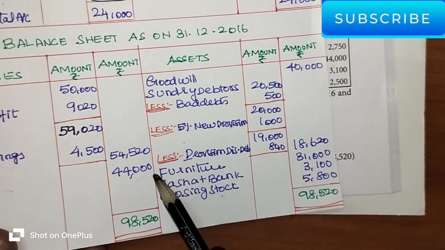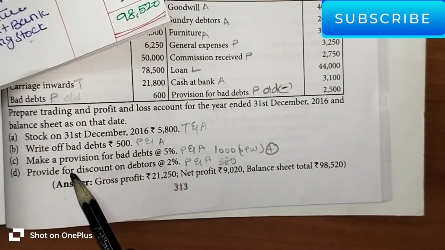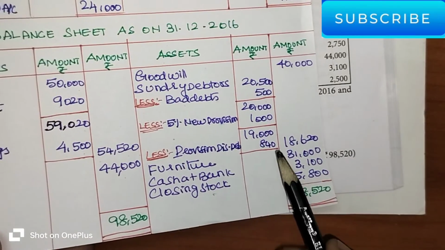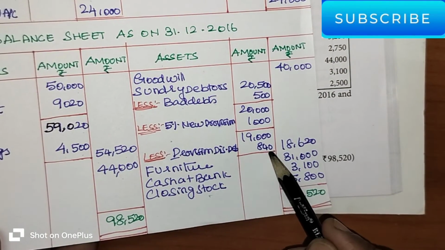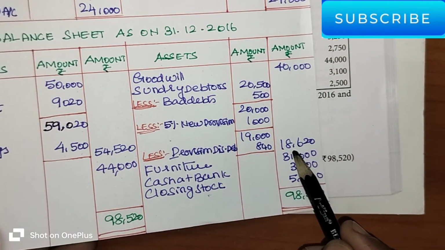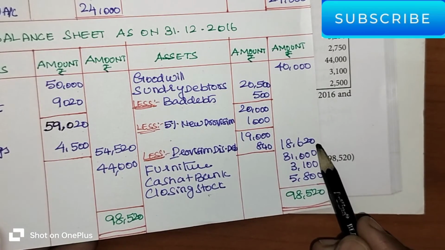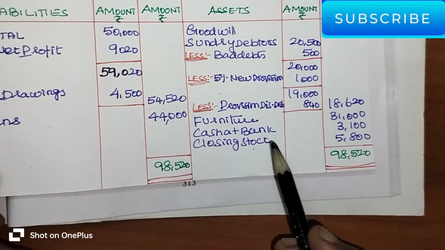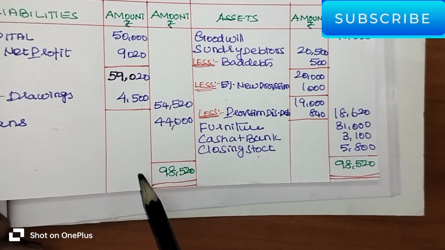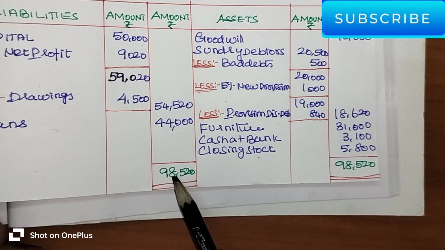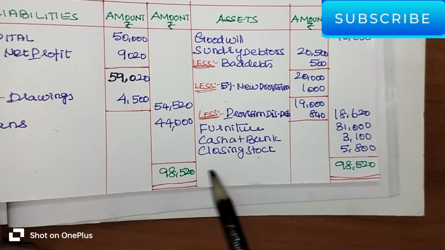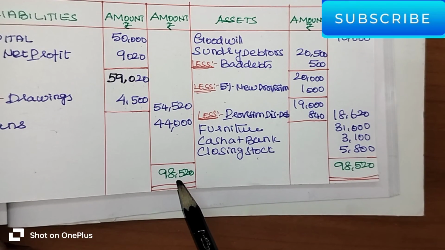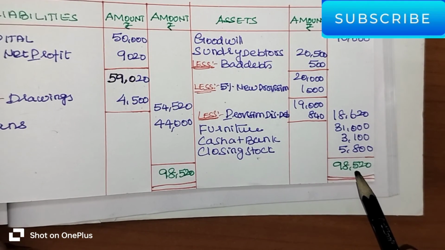After that we have to subtract the provision for discount on debtors 2%, that means 380 rupees we subtract. After subtracting we will get 18,620. Okay, so furniture, cash at bank, closing stock entered. So the total of the balance sheet will be equal on both the assets and liability side. We got the total 98,520 on both the assets and liability side.